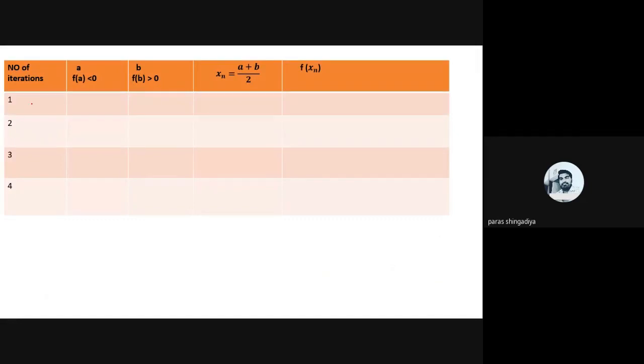So 4 iterations are required. In the second column, consider the value of a, where f of a is negative. Then the value of b, where f of b is positive, then the bisection formula, that is a plus b by 2, and then the function output f of xn. In the first iteration, use the values of a and b. So a is 2, where f of a is negative, and b is 3, where f of b is positive. And x1 will be 2 plus 3 by 2, that is 5 by 2, which is 2.5. This is your first approximate answer.